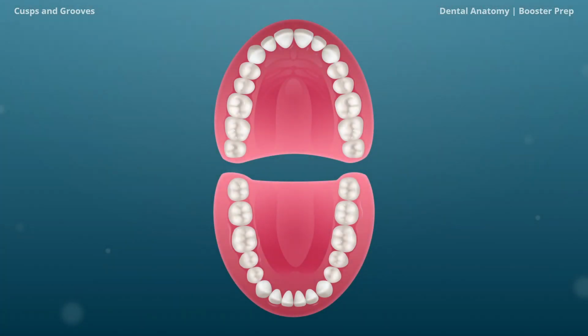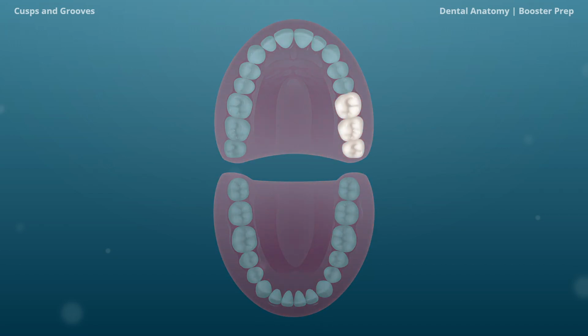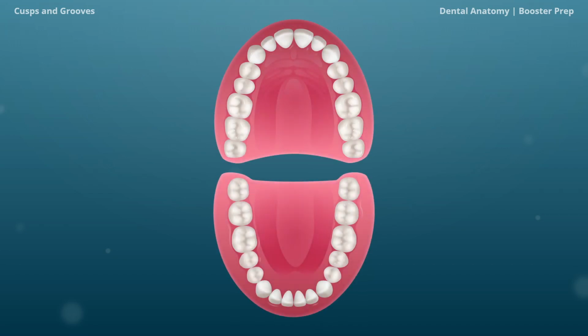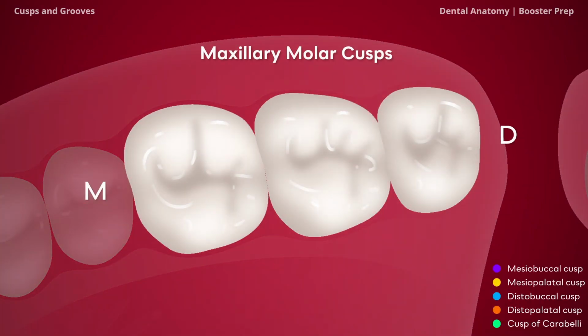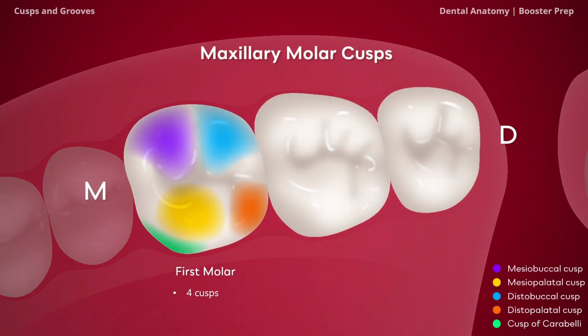Okay, let's now talk about cusps. These are very important, as you can imagine, for your molars. So let's take a closer look at the maxillary molars. And we'll begin with the first molar, which has 4 cusps. We have the mesial-buccal cusp, the mesial-palatal cusp, the distal buccal cusp, and the distal palatal cusp.